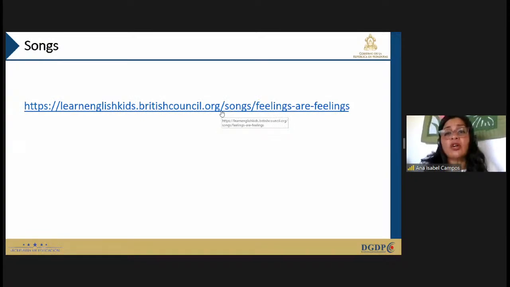As you said, songs also can be very useful. This is another one, sorry, that you can project. It's about feelings. I know that, but you know, students can express their feelings. They can make changes to the song. Something that I really liked about the British Council materials that I highly recommend you to use is that they have preparation as well.